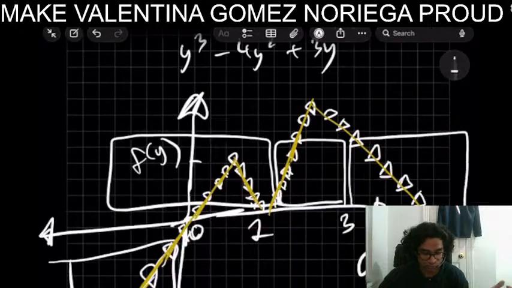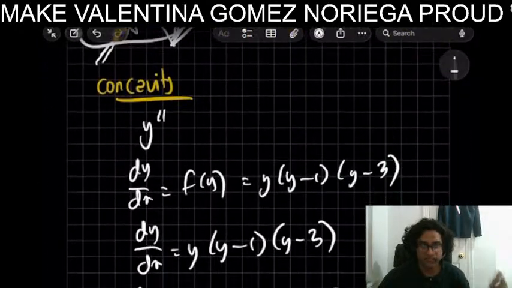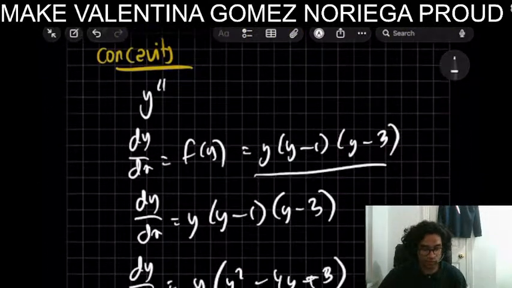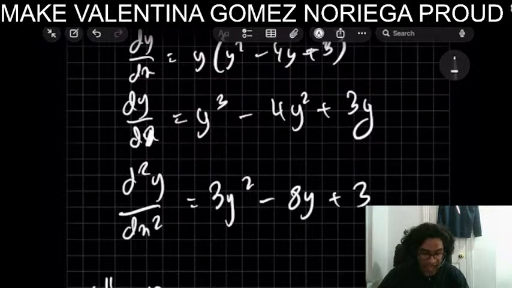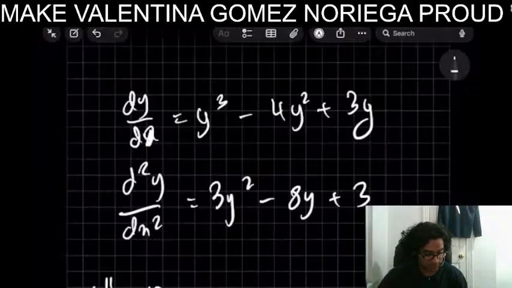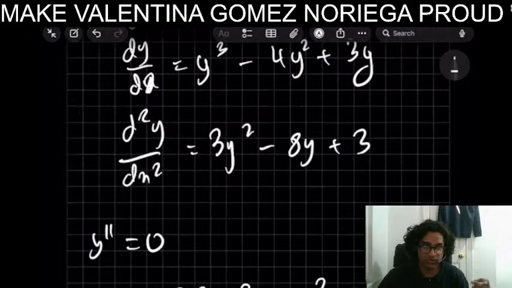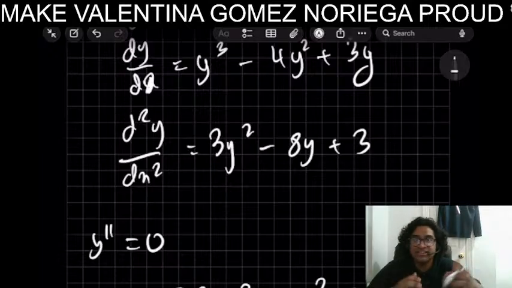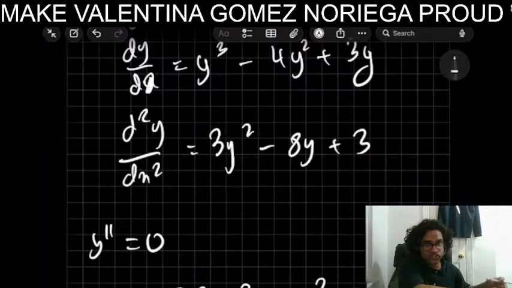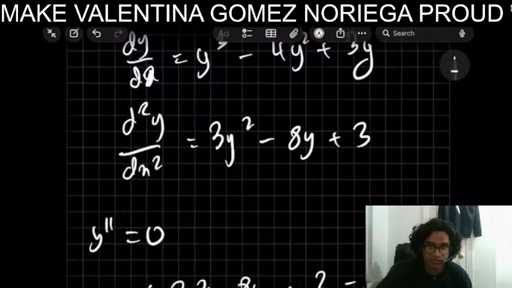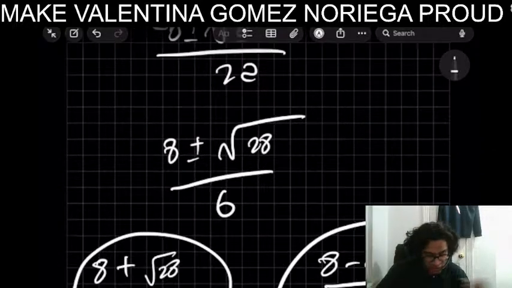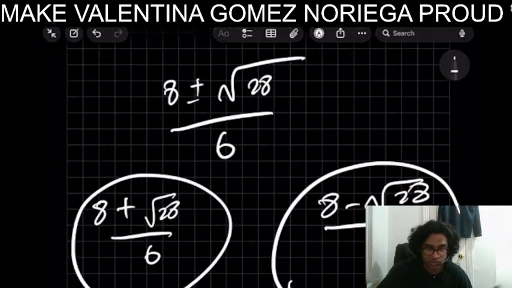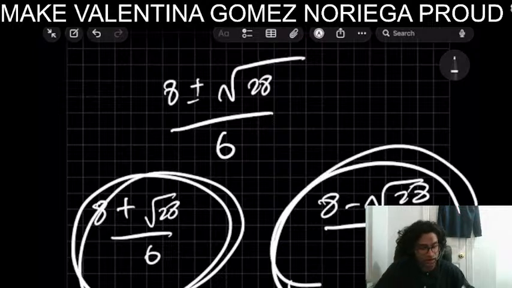And to find the inflection points, we have to differentiate the first derivative. Our first derivative was y minus 1, y minus 3. We expanded the equation and have y cubed minus 4y squared plus 3y. Then we did the differentiation, and for the first order differentiation we got 3y squared minus 8y plus 3. And then we got the quadratic equation. We solved the quadratic equation, and these are our inflection points.